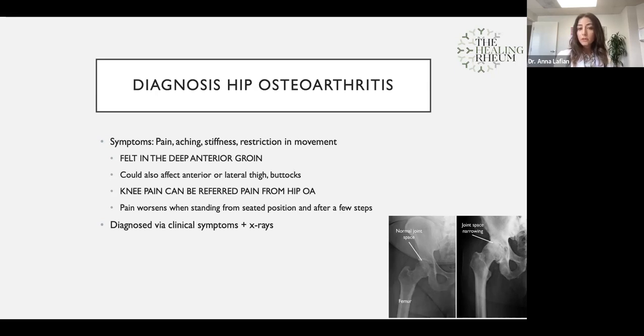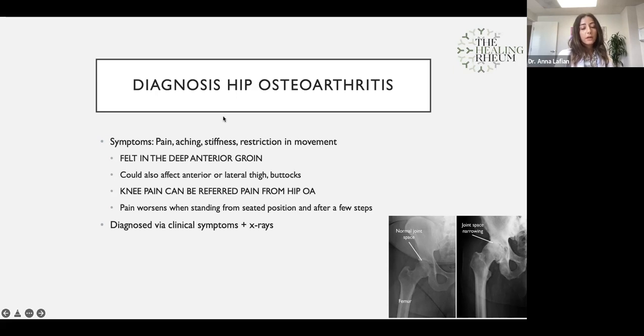Sometimes it's a trochanteric bursa issue, so this is pretty common where you'll feel a deep ache in the anterior groin area. But you could also feel the pain in the anterior or lateral, so the side of your thigh, the front of the thigh, or even your butt. And this is really important too: sometimes knee pain can actually be referred pain from hip osteoarthritis. So it may not be that the knee in and of itself has osteoarthritis, but because of the biomechanics, the hip has joint space narrowing, the hip has osteoarthritis, and because of your biomechanics or your gait, the way you're walking around, your knee starts to hurt.